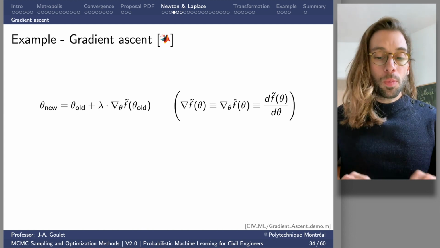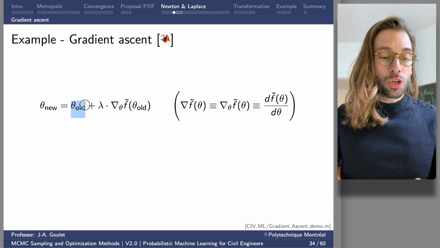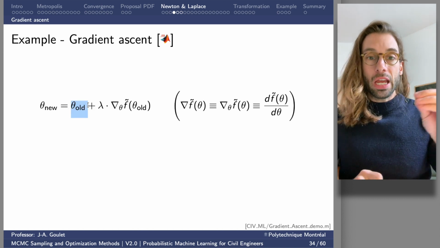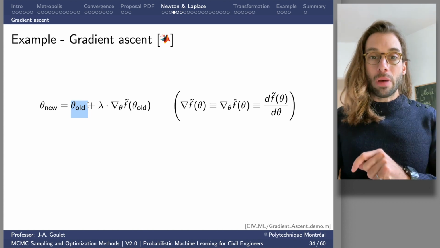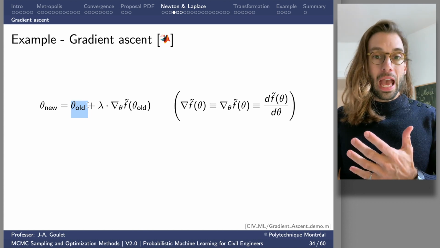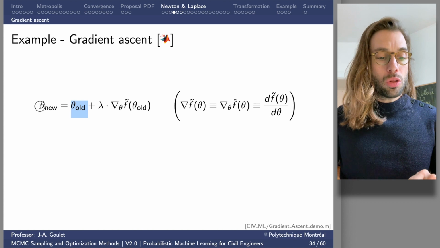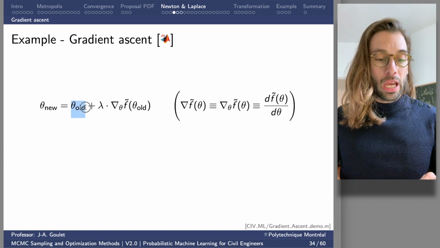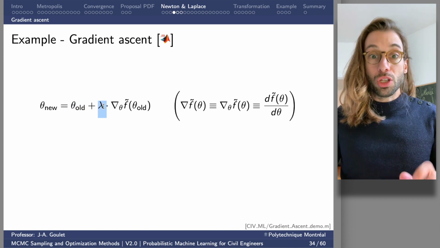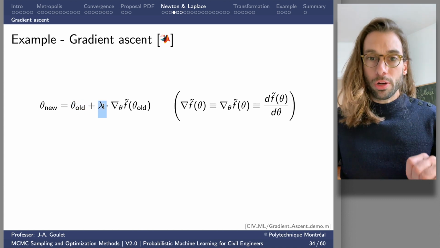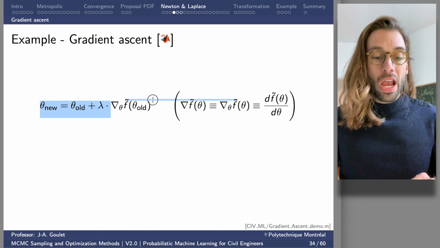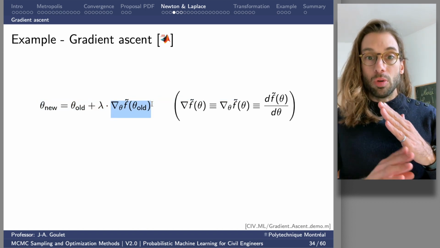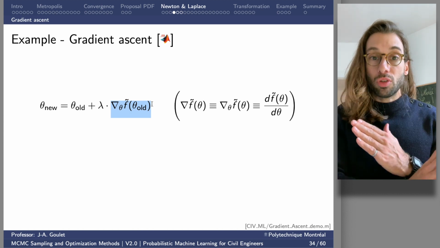The basic principle is to say, I'm at a current location theta 0, okay? And I want to seek a new location that's going to be higher on my function. As a heuristic, the new location I'll propose to move to is my current location plus lambda, which is a scaling factor, you can assume it's 1 for now, times the gradient of my function. If the gradient is positive, I'm going to move to the right. If the gradient is negative, I'm going to move to the left.